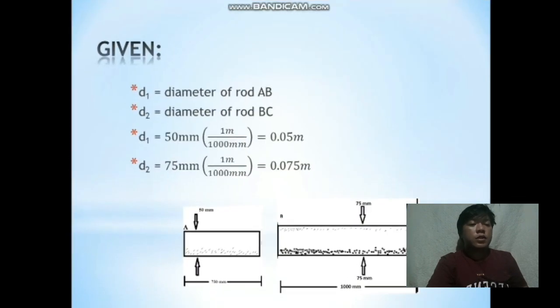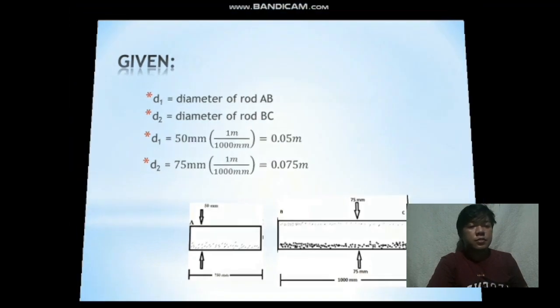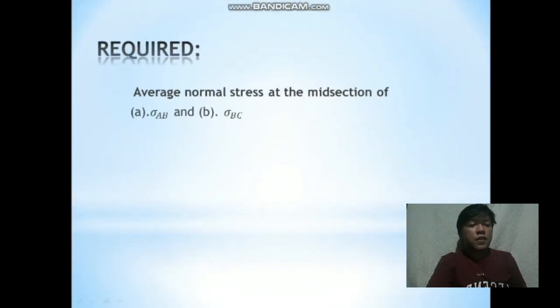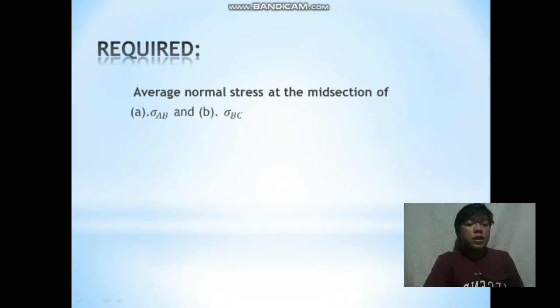So the given, we have the diameter of rod AB, D1, and the diameter of rod BC, D2. D1 is equal to 50 mm. I converted it into meters, so it will become 0.05. And the D2 is 75 millimeters. Then I converted it into meters, and it will become 0.075 meter. Then find the average normal stress at the midsection of both rod AB and rod BC.